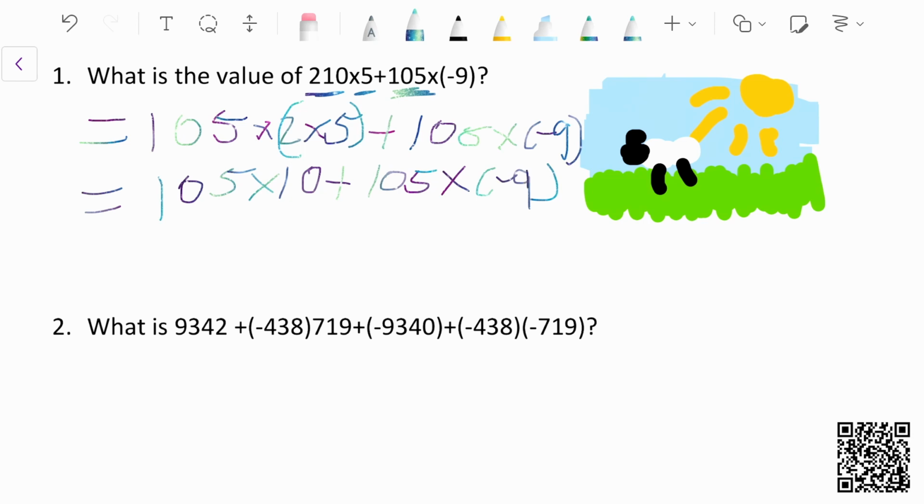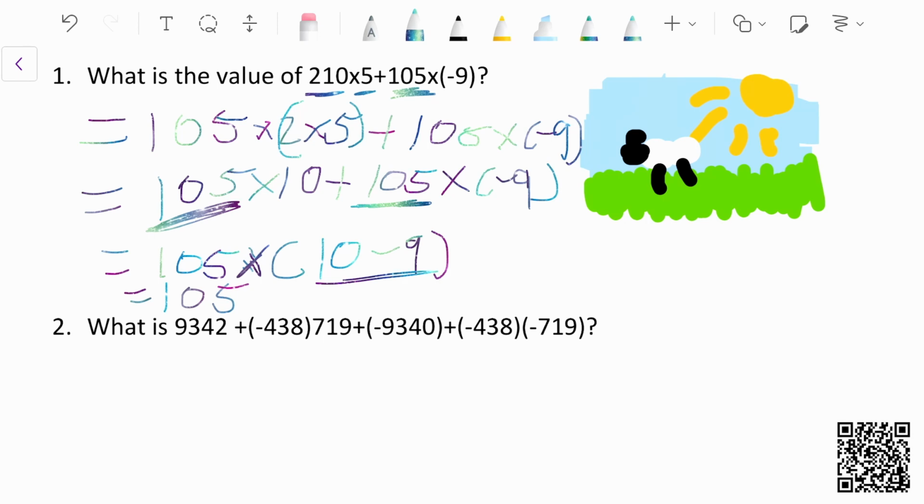And something I haven't really talked about here yet is the distributive property. We can pull out 105, right? Because there's a common 105 on both sides. Common 105, pull it out, and it would be multiplied by, in parentheses, because this is how the distributive property works, 10 plus negative 9, which is basically just subtract 9. So it would equal 105, since these two would make 1.